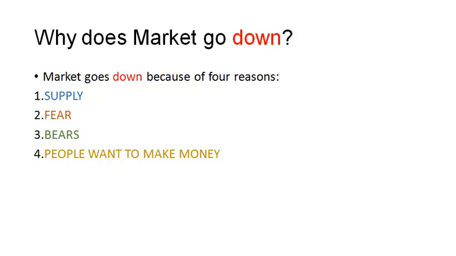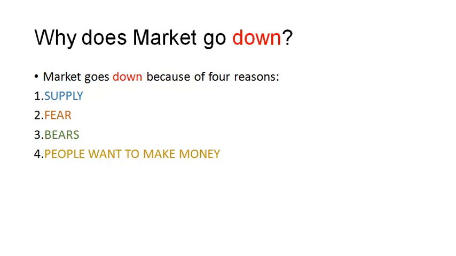The market also goes down because of bears. Bears are the people who think that the market will go down and hence they sell. And because they sell, they create supply, and because supply is created and supply exceeds demand, prices start going down. And the final reason why the market goes down is because people want to make money. You have bought a stock, the stock has gone up, and you are sitting on a decent profit. The market starts turning around, or you think that the market is not going to go up any further. What are you going to do?